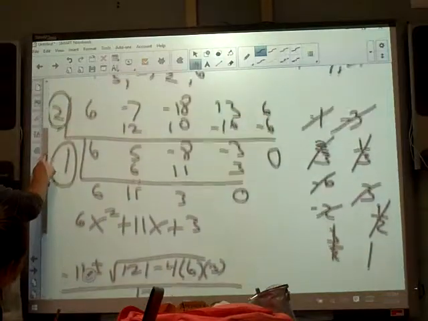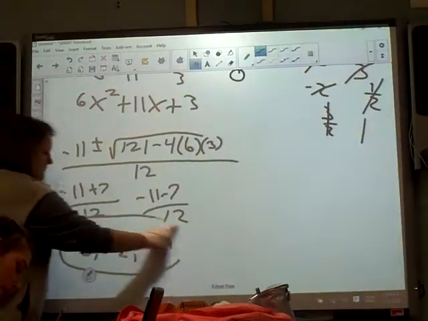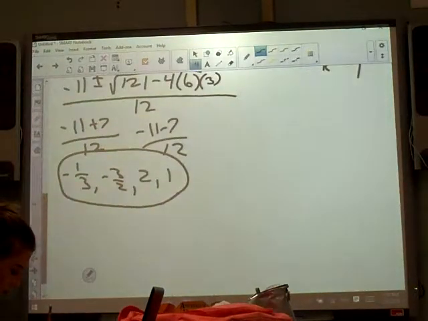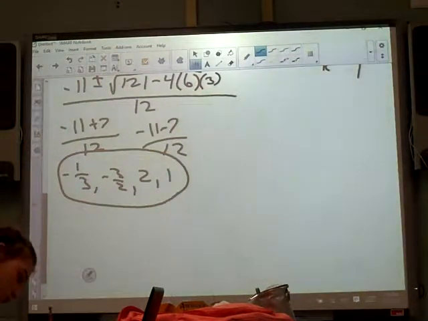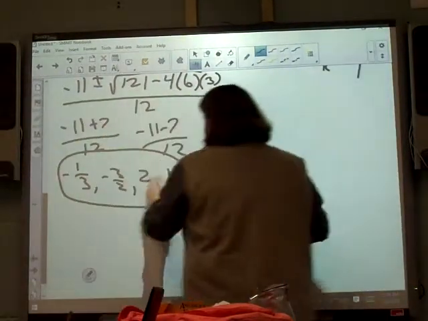Then earlier we had a 2 and a 1. So there are our 4 zeros. Now, wasn't that fun? That's what this question asked for: the 4 zeros. What if it said, what are the factors? Not too much harder. You would just have to write these in factored form.